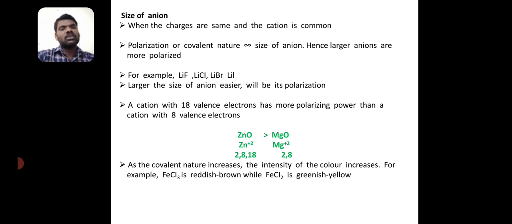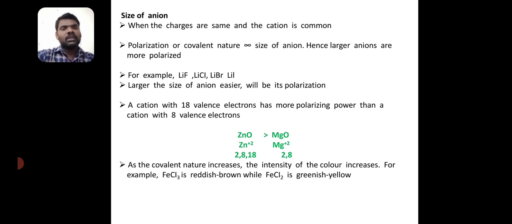Another is the size of the anion. When the charge is the same and the cation is common, the polarization or covalent nature is directly proportional to the size of the anion. Hence, larger anions are more polarized. For example, lithium fluoride, lithium chloride, lithium iodide. The larger the size of the anion, the easier its polarization.